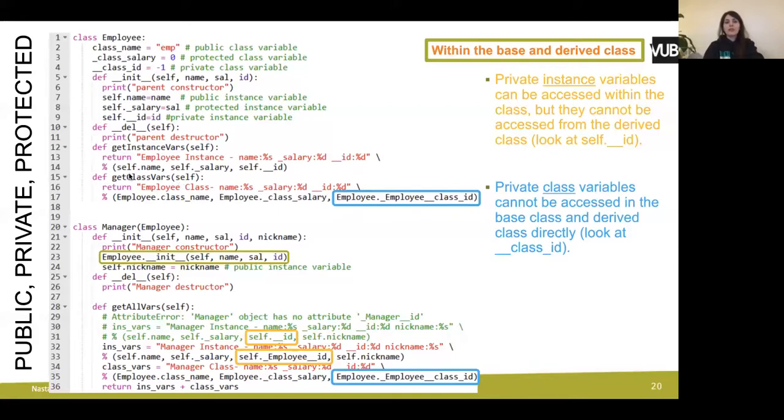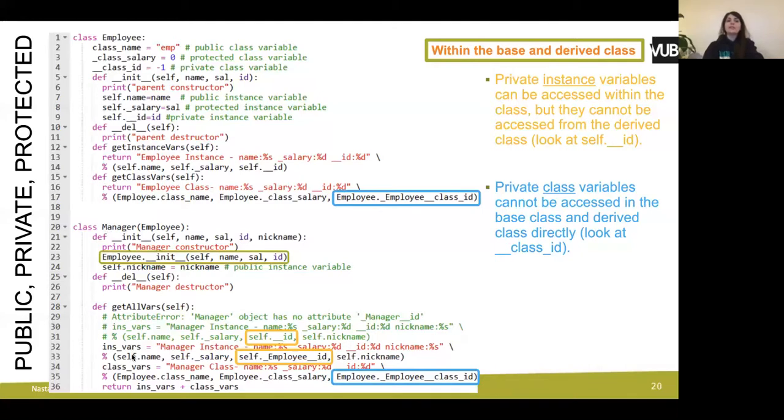Inside this one, I have another instance method. Inside that, I'm calling the class variables. A public one and a protected one can be called using the name of the class. But to access the private class variable, I should use the new name.